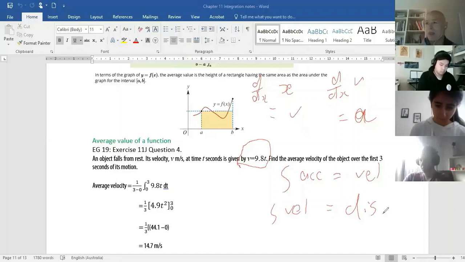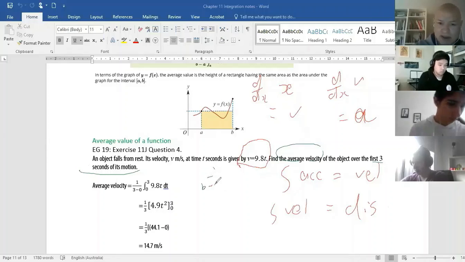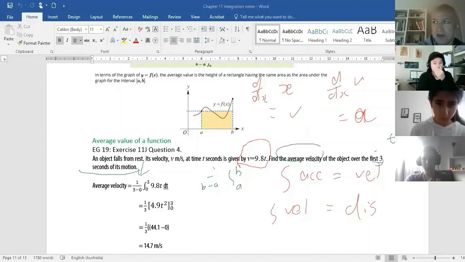So here we've got the velocity and it says find the average velocity of the object for the first 3 seconds of its motion. So average rule up the top: 1 divided by b minus a, the integral between a and b of the function. It says for the first 3 seconds, so we've got time of 3 and we also have a time of 0, because the start time always starts at 0 and it's going for 3 seconds. So that's how we got the 3 minus 0 there.